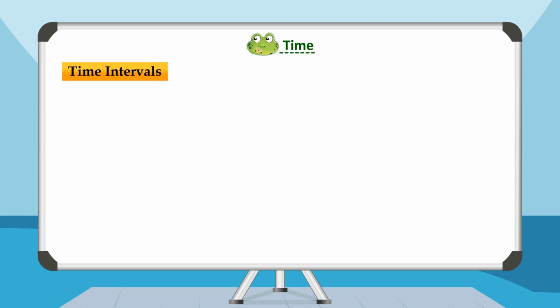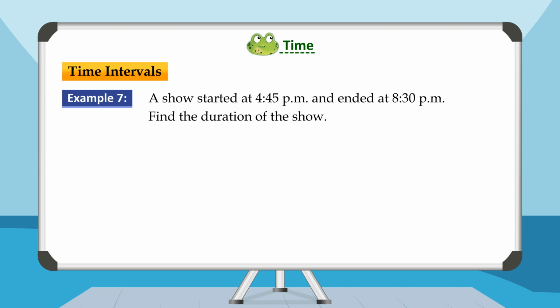Time intervals. Example 7. A show started at 4:45 p.m. and ended at 8:30 p.m. Find the duration of the show.